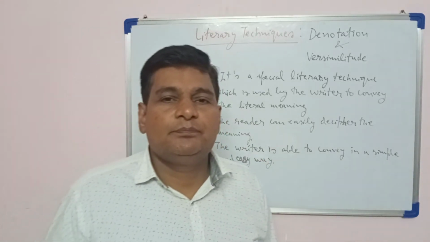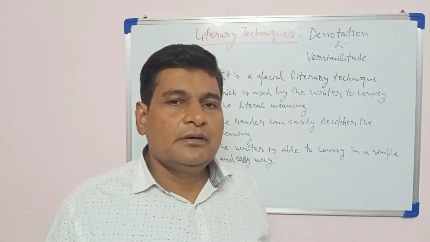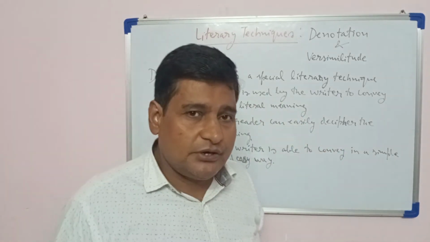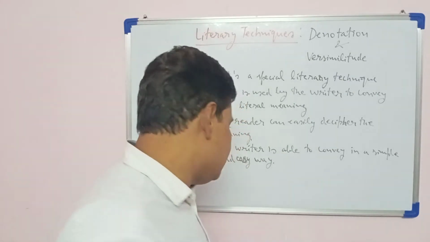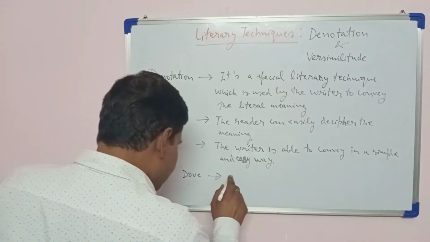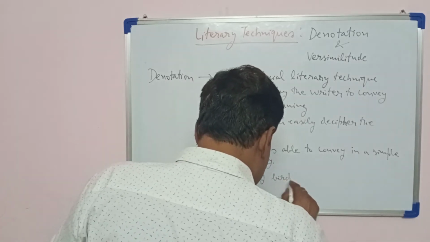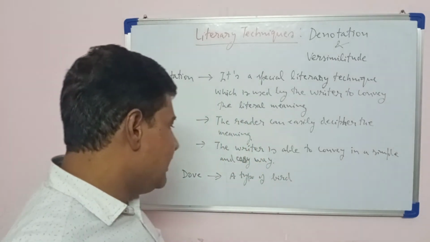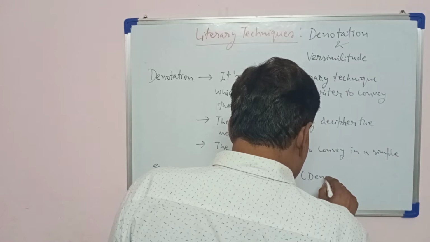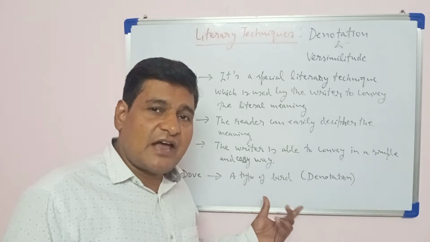Now, for example, dove, which is a bird. When the writer uses denotation, then dove means a type of bird. Dove, what is the meaning? Example, a type of bird. Denotation means literal meaning. When literal meaning is used, it's a type of bird.